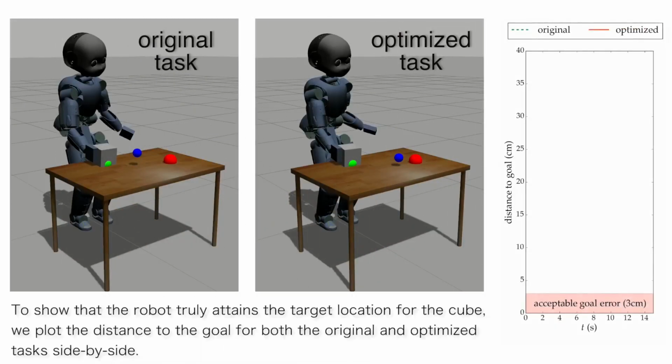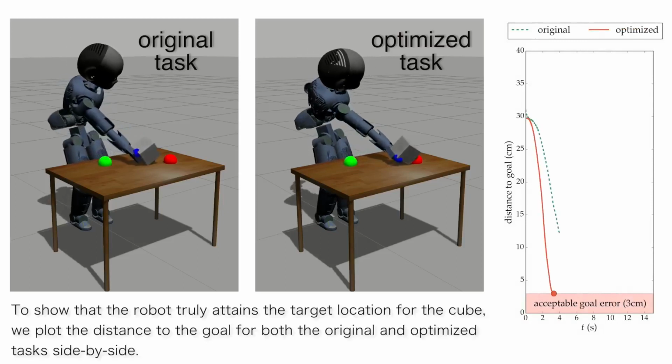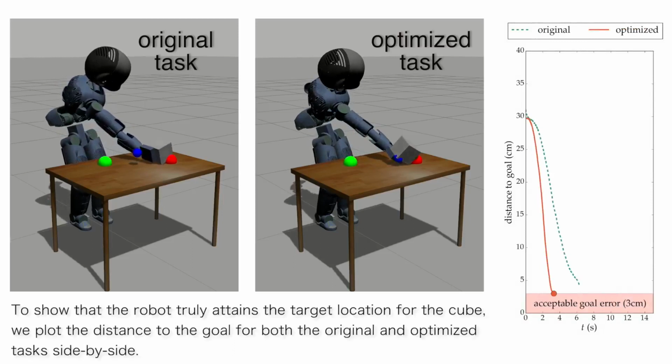To show that the robot truly attains the target location for the cube, we plot the distance to the goal for both the original and optimized tasks side by side.